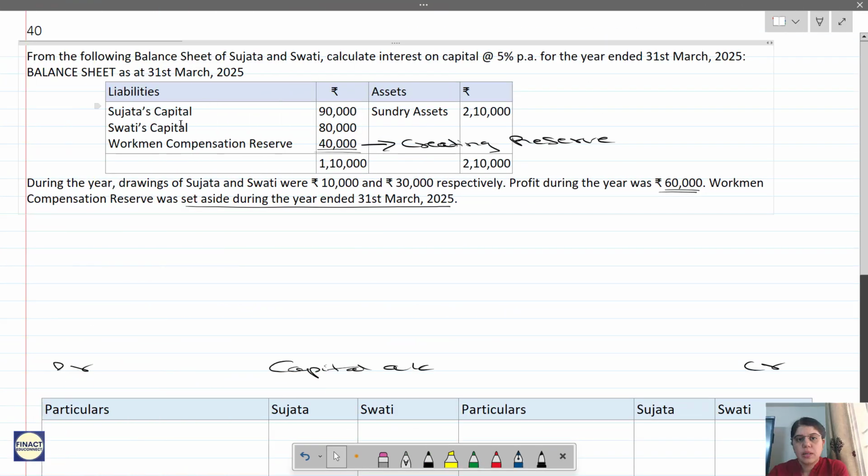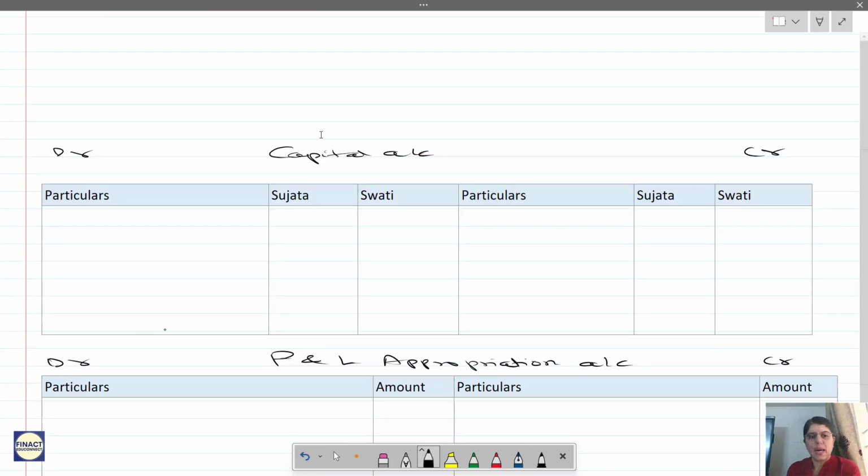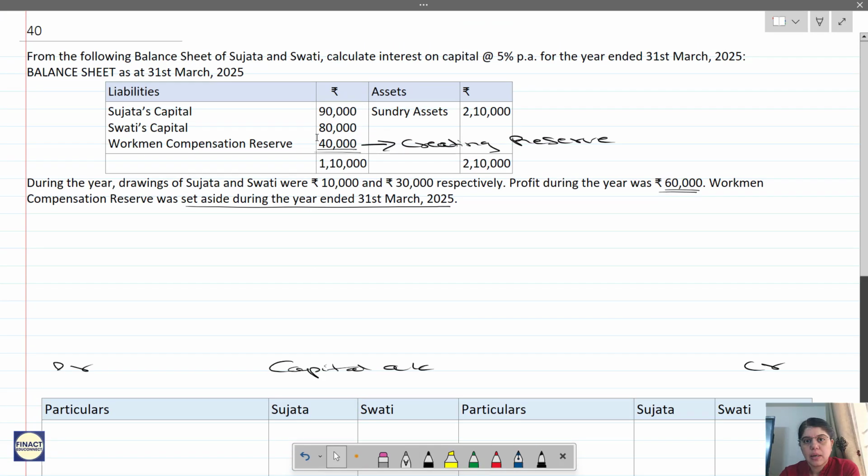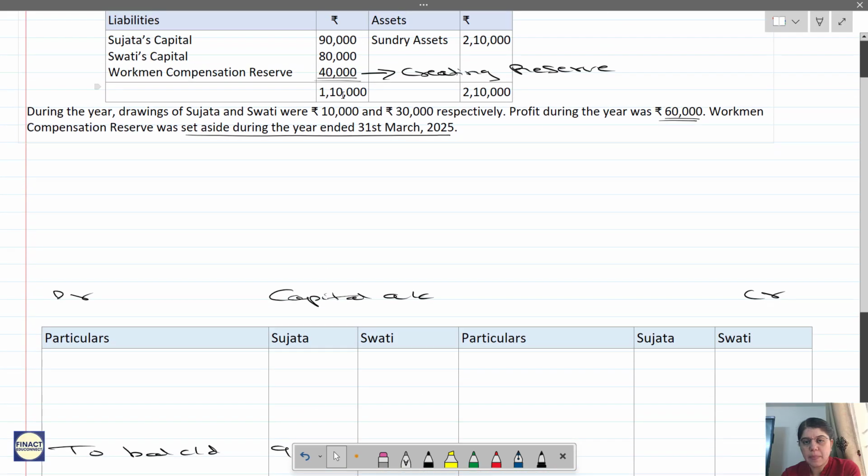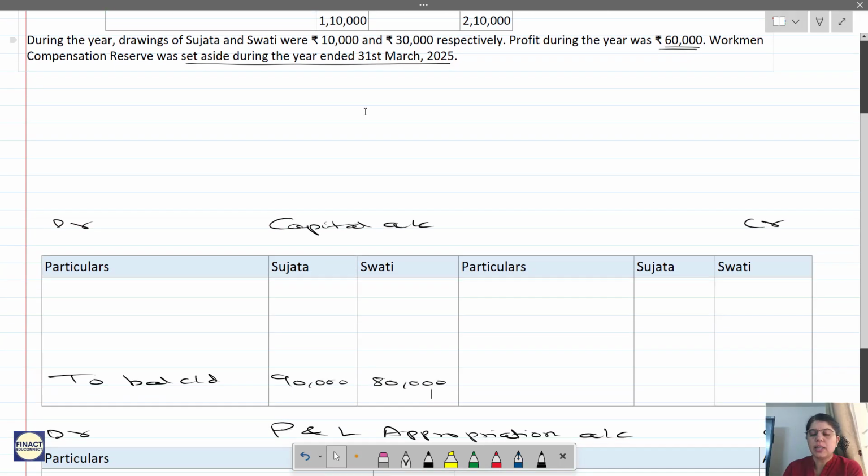Now we are given closing balance 90,000 and 80,000. So to balance brought down, closing balance, to balance carried down, 90,000 and 80,000, right? Sujata and Swati, we are given that. Then what else is given? We are given workman compensation reserve. Okay, so this was a workman compensation reserve which was set aside this year. Then during the year the drawings of Sujata and Swati were 10,000 and 30,000 respectively.